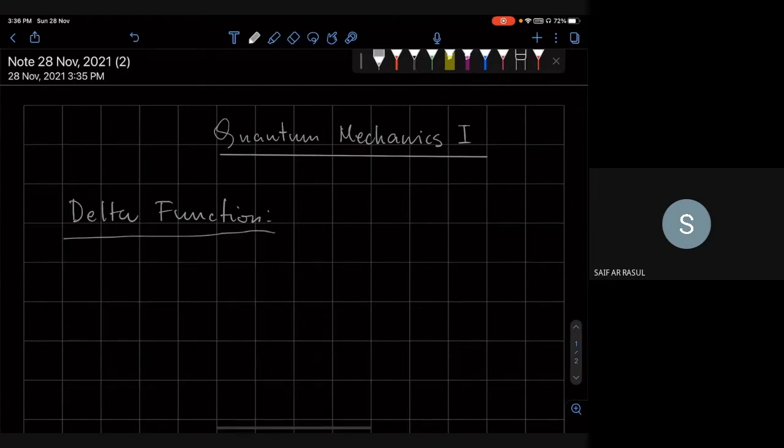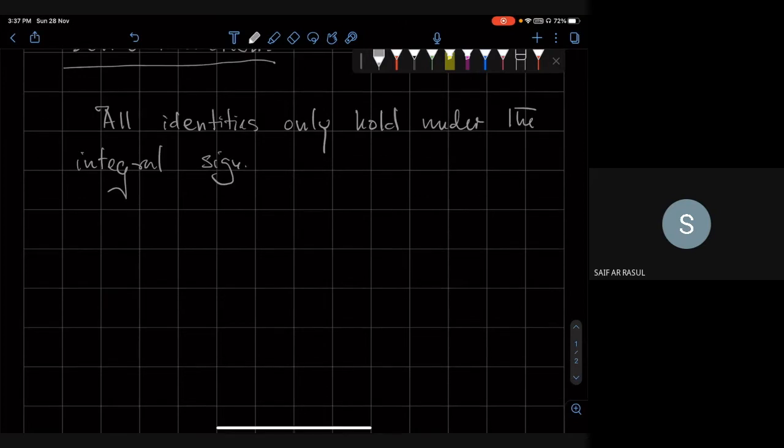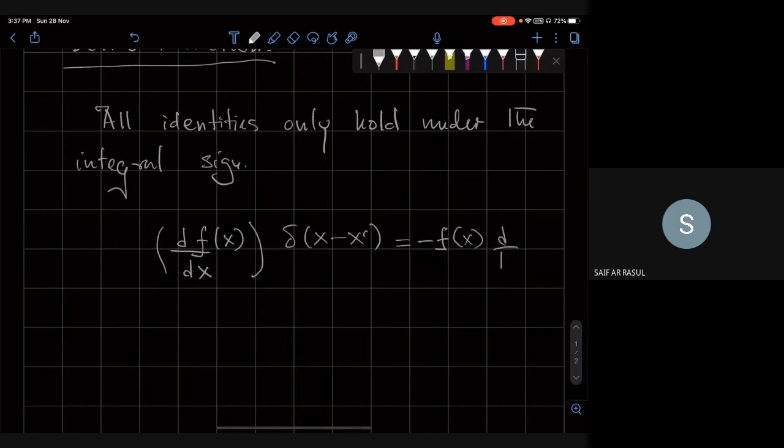So the delta function, the identities that you proved in the tutorial, all the identities, they only hold under the integral sign, okay? For example, one of the identities that I asked you to prove was that suppose you have some well-defined function and you're taking its derivative and you multiply that function with a delta function, then that is equal to minus the function times the derivative of the delta function, like so.